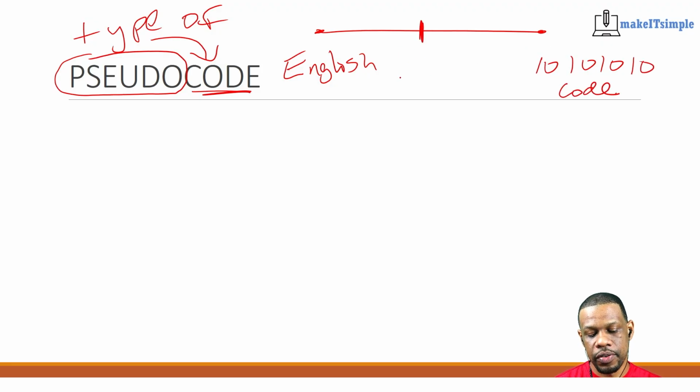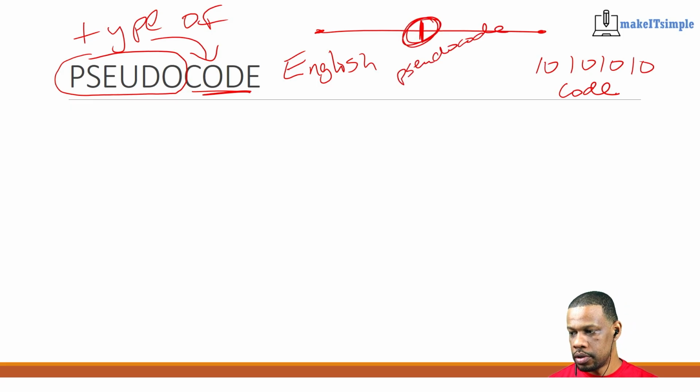So if you come in the middle of here, we get pseudocode. Right, so somewhere around here is pseudocode. Good. Right? So pause for a second.